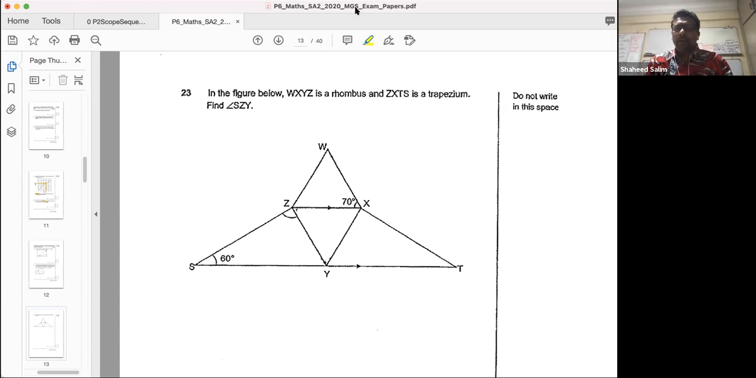I will help you label the rhombus. Rhombus, all sides are the same. This side is the same as this side. It's the same as this side. It's the same as this side. These two angles are the same. Okay, I'm just labeling. When you get your paper, you do that also.